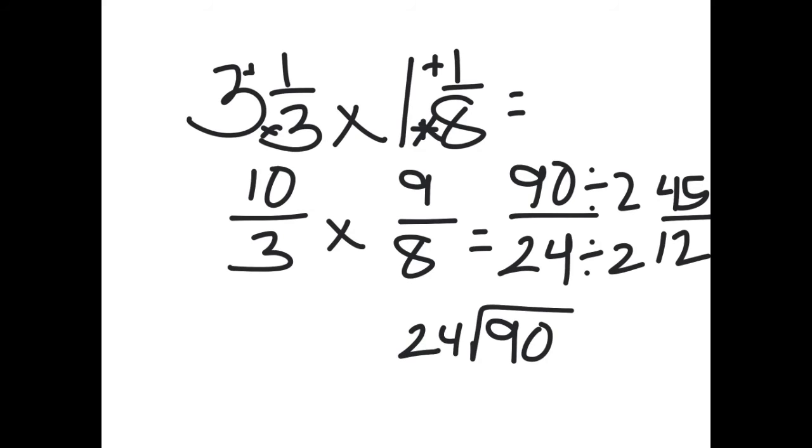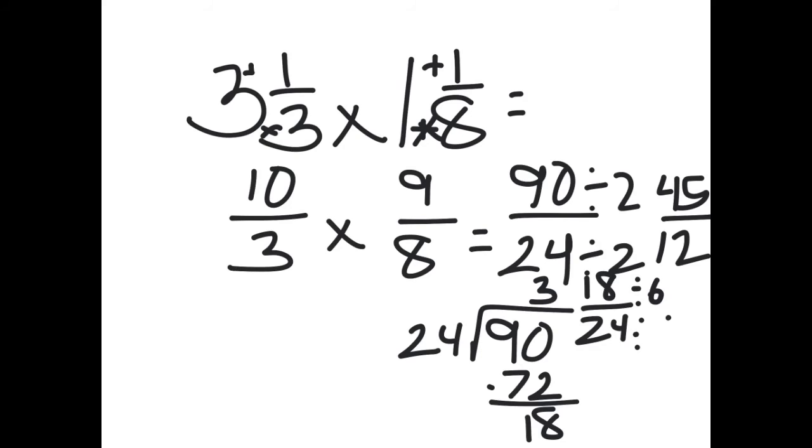How many times does 24 go into 90? It's 3. That is 72. When I subtract, I get 18. I have 18 over 24. But again, I can divide each of these by 6, and that becomes 3/4. So I wanted to show you the cross-cancel method because I would look for that because it will make your simplification easier. However, if you want to wait until the end, you can certainly do that as well.